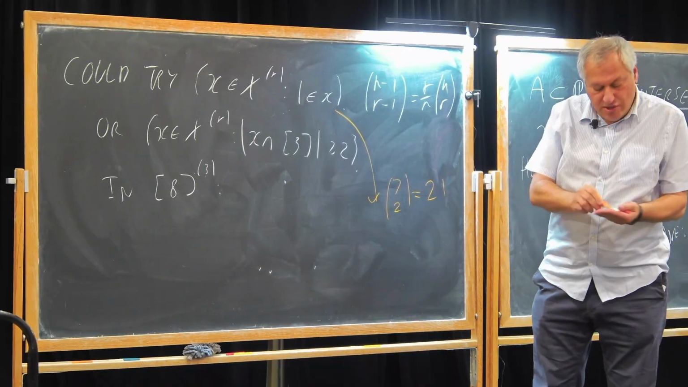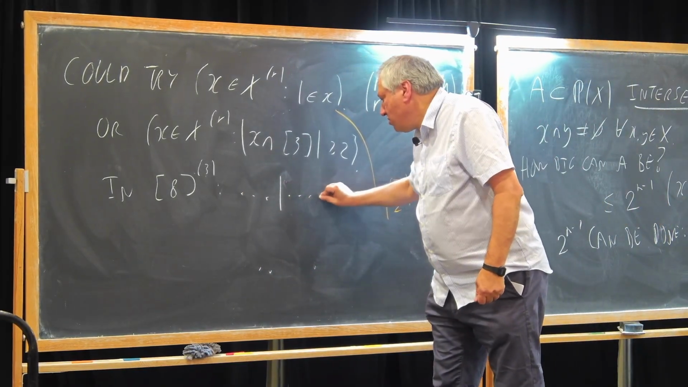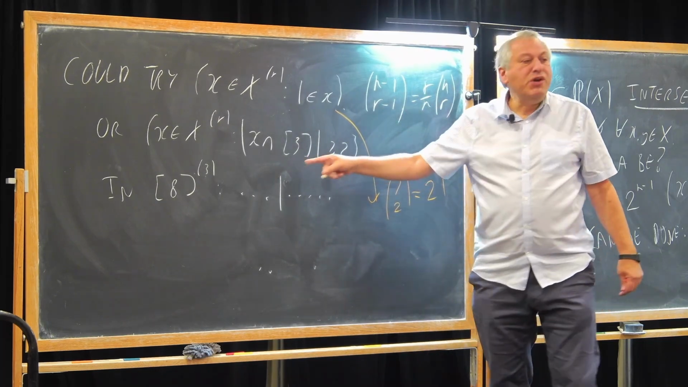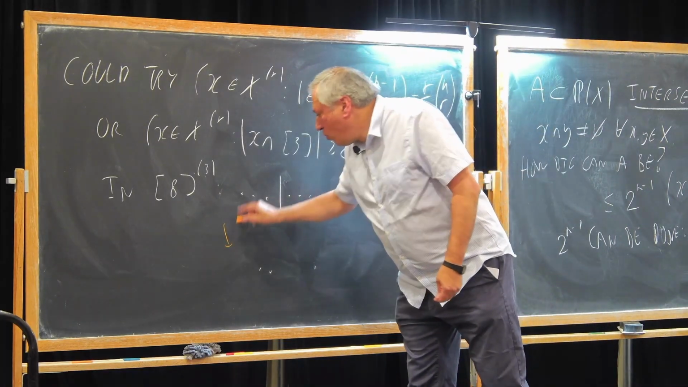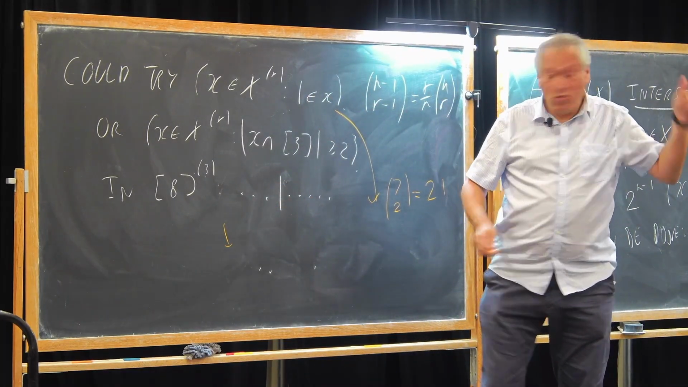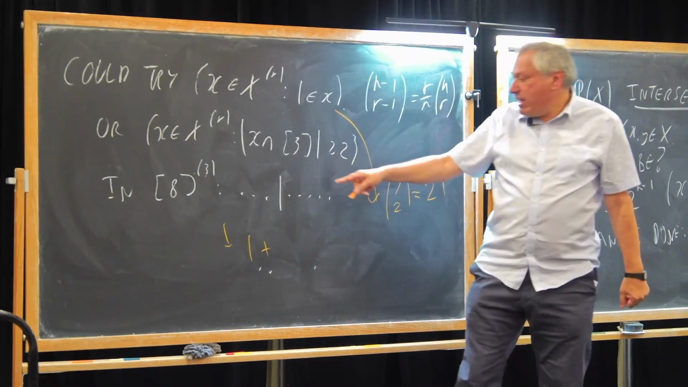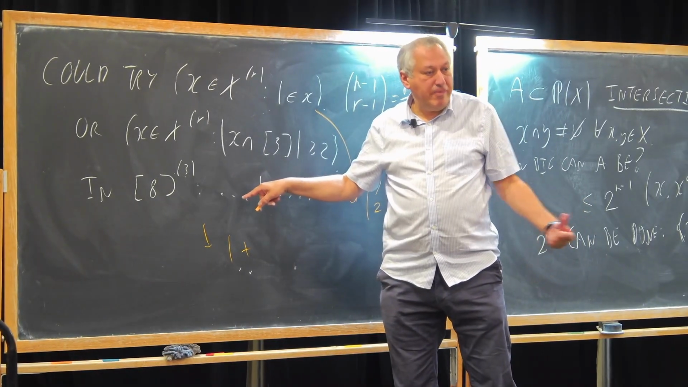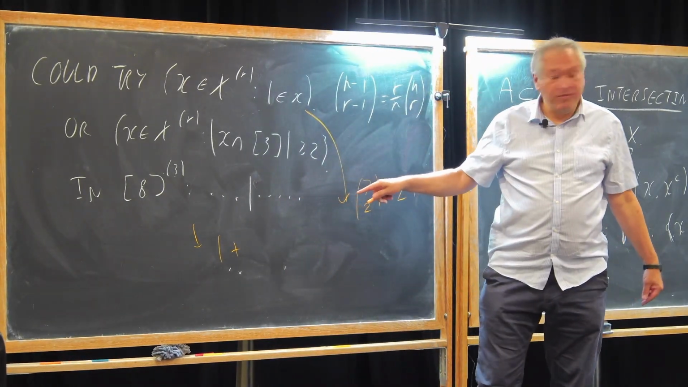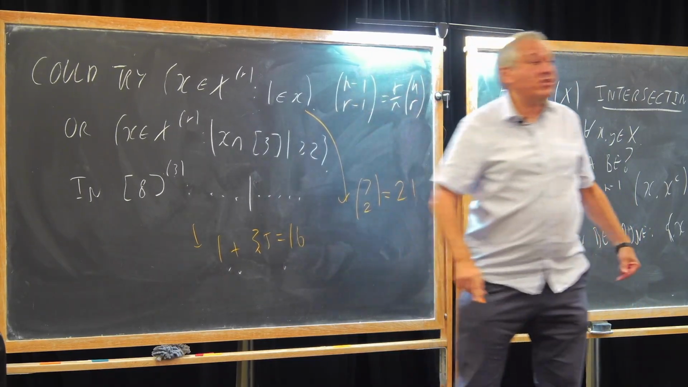How about this one? So out of my 8 points, we have to have at least 2 of the first 3. We could have all of them, or just 2 of them. If I have all those 3 points, that's 1 three-set. So 1 plus. If I have 2 of them, then I'm picking 2 from here, 1 from here. There are 3 ways to pick a pair from here, and 5 ways to pick a singleton from there. 1 plus 3 times 5 is 16. Oh, it's less than 21.